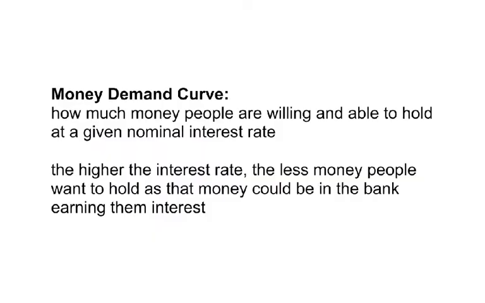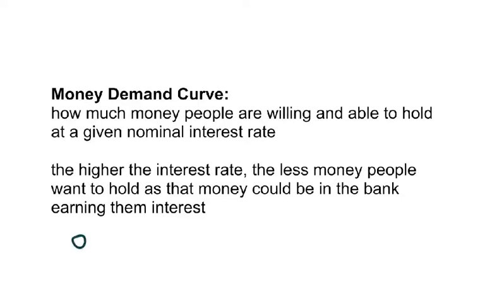So the money demand curve is how much money people are willing and able to hold at a given nominal interest rate. And by hold, I mean they want to take it for themselves and then hopefully go and spend it, right? You tend to hold money to want to go and spend it. And so the higher the interest rate, the less money people want to hold, as that money could be in the bank earning them interest.